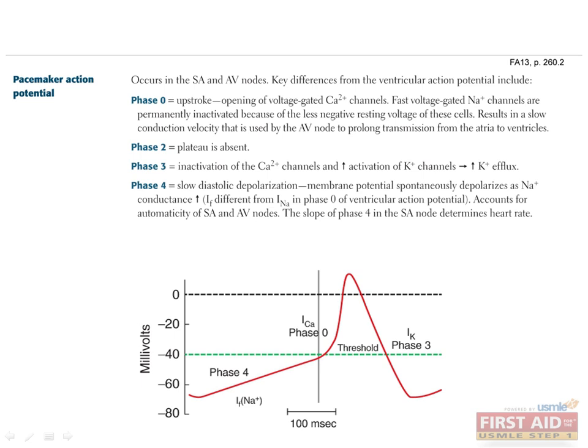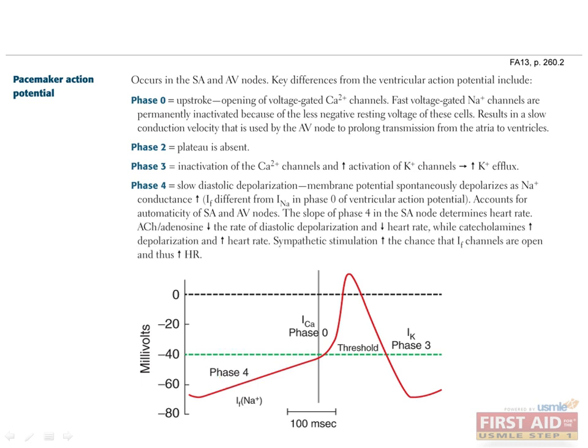IF is turned on by repolarization of the preceding action potential. This contributes to the automaticity of SA and AV nodes. The slope of phase 4 determines the heart rate. What things can contribute to heart rate? As a review, it's again catecholamines such as norepinephrine and dopamine that increase depolarization and hence heart rate. Sympathetic stimulation increases the probability that IF channels are open. In contrast, acetylcholine and adenosine decrease the rate of diastolic depolarization, and hence decrease the heart rate.